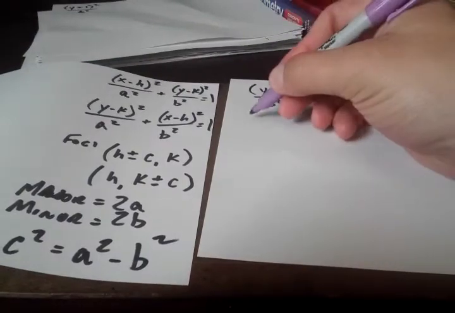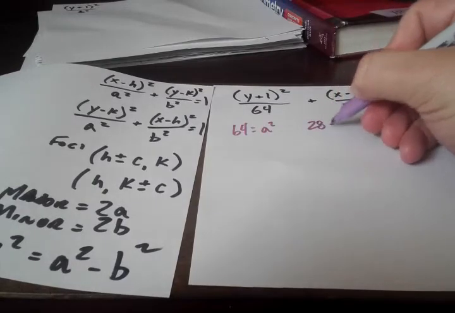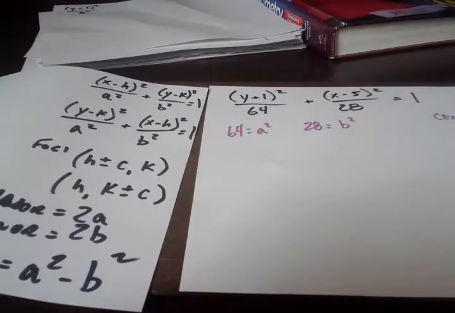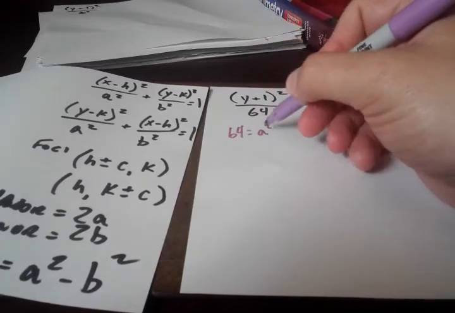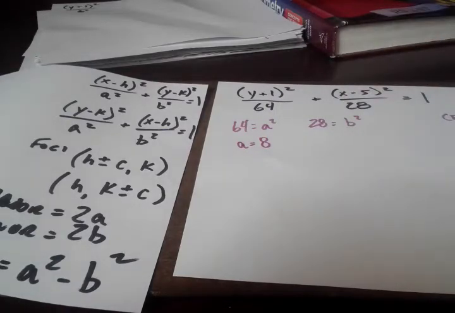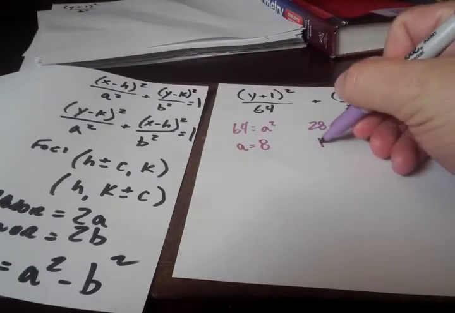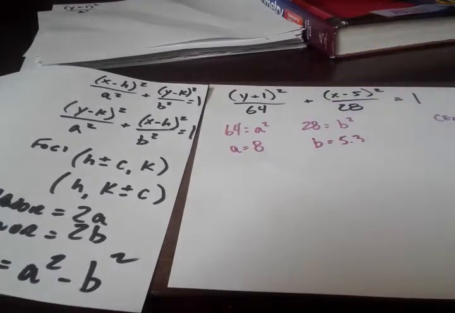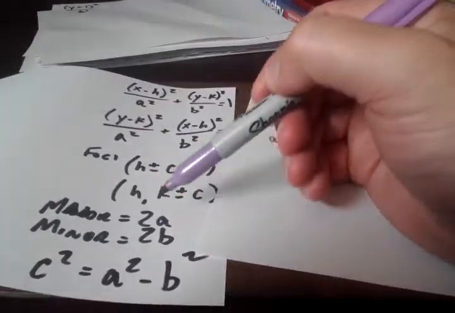So we know that 64 is equal to a squared, and we know that 28 is equal to b squared. Both of those things are true here. Now, if we take the square root of this, we know that a equals 8, and go ahead and take the square root of 28 for me, so you can find b. Okay, so my b is coming out to about 5.3. The square root of 28 was about 5.3.